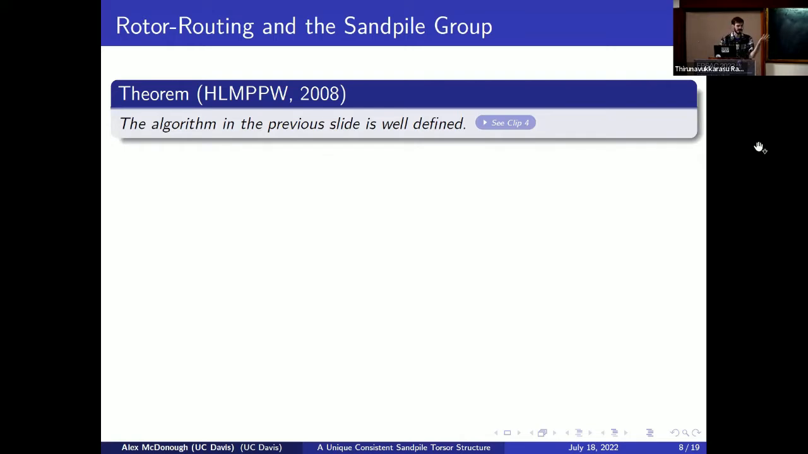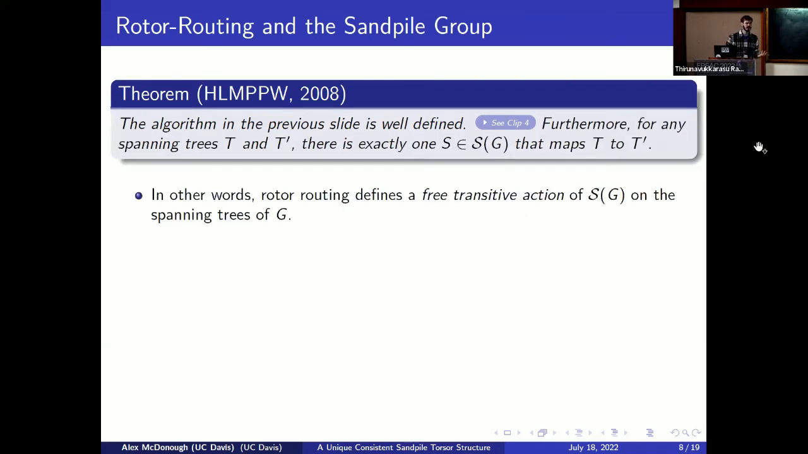This is that paper I was talking about earlier, Holroyd and many others. But there's also this fantastic fact that for any pair of spanning trees, there's exactly one element of the sandpile group that maps from the first tree to the other tree. So this tells us that rotor-routing is defining a free transitive action of the sandpile group on the set of spanning trees. And for free transitive actions, if you're not as familiar with them, it's very similar to a bijection, but we have a group and we have a set.